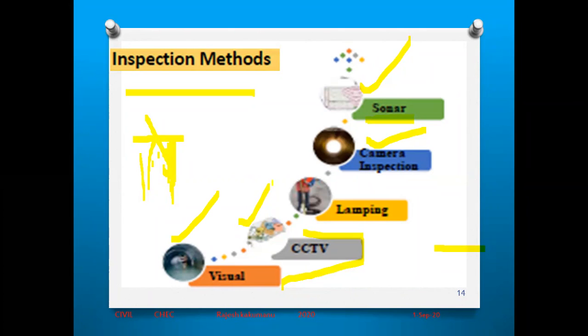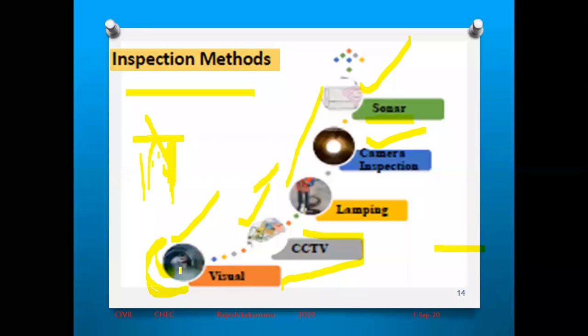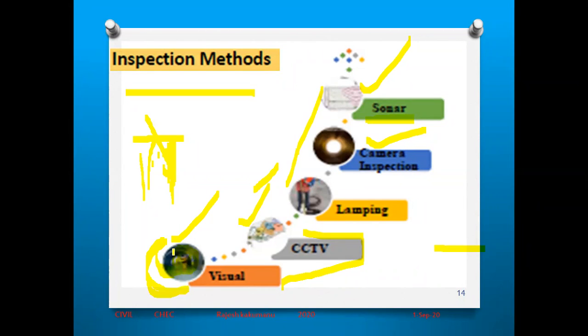Whenever technologies like sonar, camera, lamping and CCTV are not available, or when it has to be done at low cost, with no problem of manpower or security, you go for casual checking. Visual checking means the person has to go into the sewer pipeline and see it manually, with his own eyes, in real time, what's happening inside. So these are the major inspection methods used for checking the sewer pipelines.